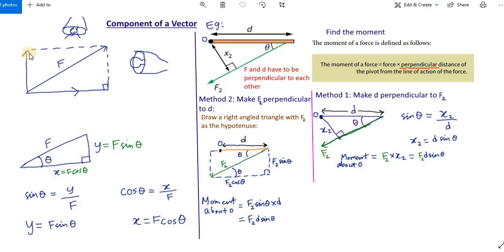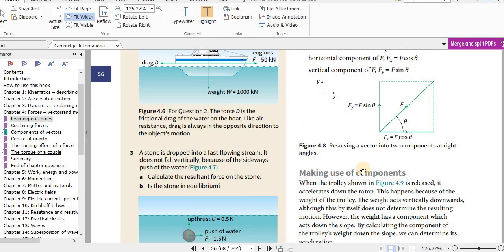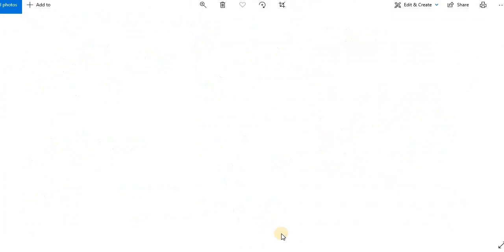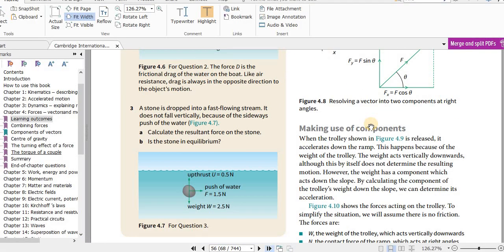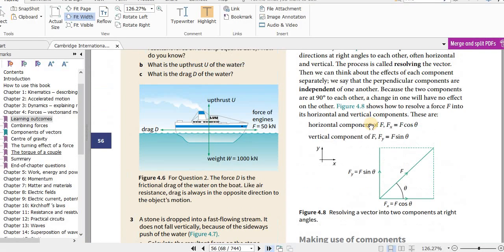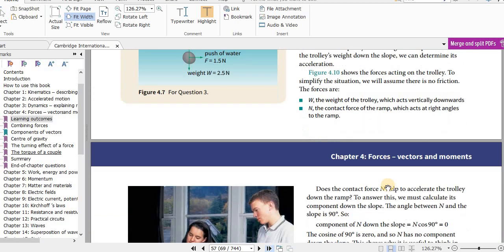So that's how you find the component in the vertical direction or y-axis direction and the component of the force in the x-axis direction. Okay, so that's about component of a vector. And there are questions where you have to resolve forces. It's there in past exam papers as well.